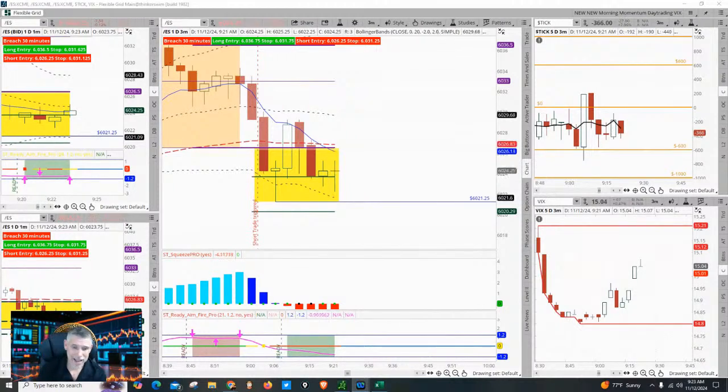We go back inside that range. That is really nasty right now. Sellers sold it, but there's no volume behind this move. It's weak hands, right?